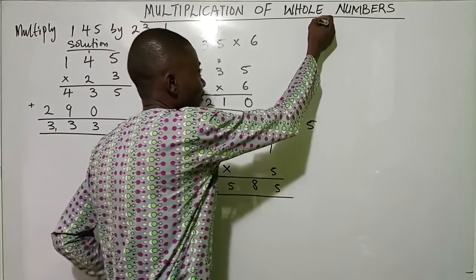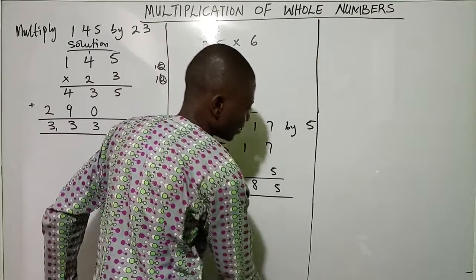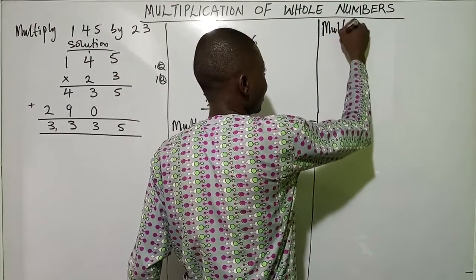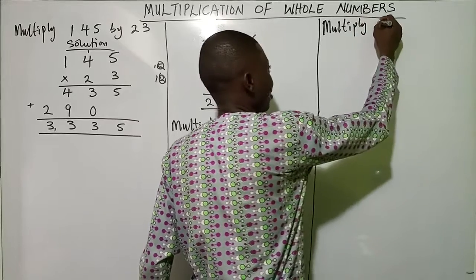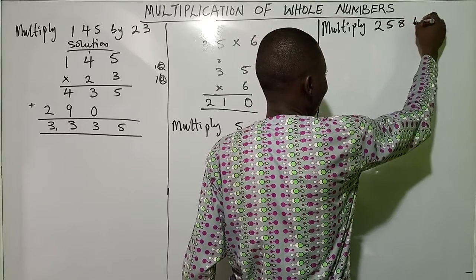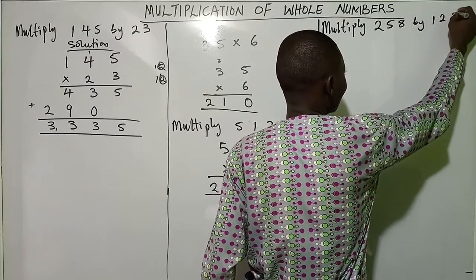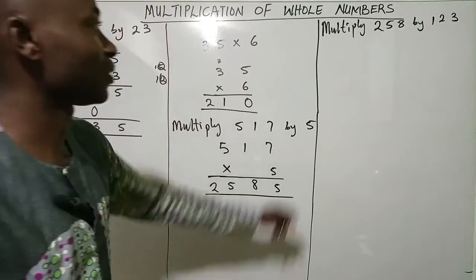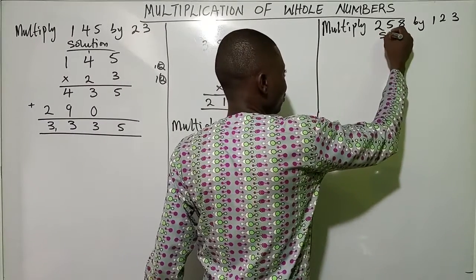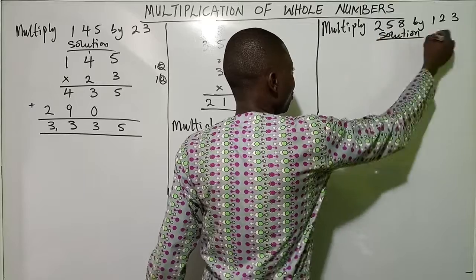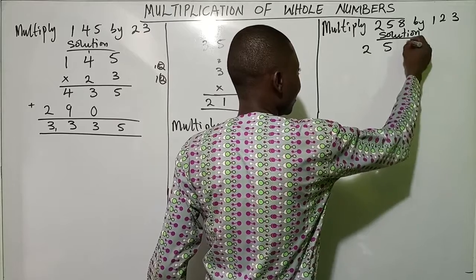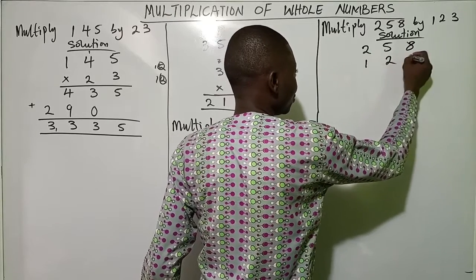Now let's assume that you have another question. Maybe this time a 3-digit number by a 3-digit number has to multiply. Let's say it has to multiply 258 by 123. So how do we solve this? This is also very, very simple. You can also do this. So we arrange now: 2, 5, 8, and write 1, 2, 3.